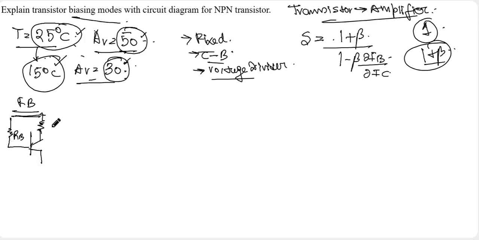This is RB, this is RC. The current flowing through the collector is IC, and the current flowing through the base is IB. And this is the base emitter voltage, VBE. And this is the collector emitter voltage, VCE.